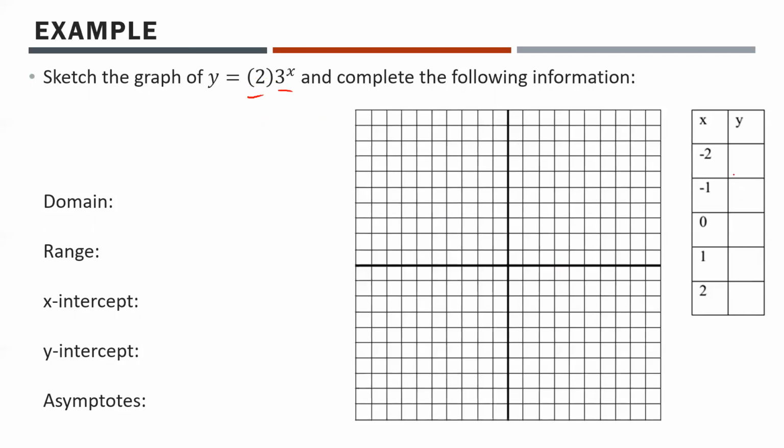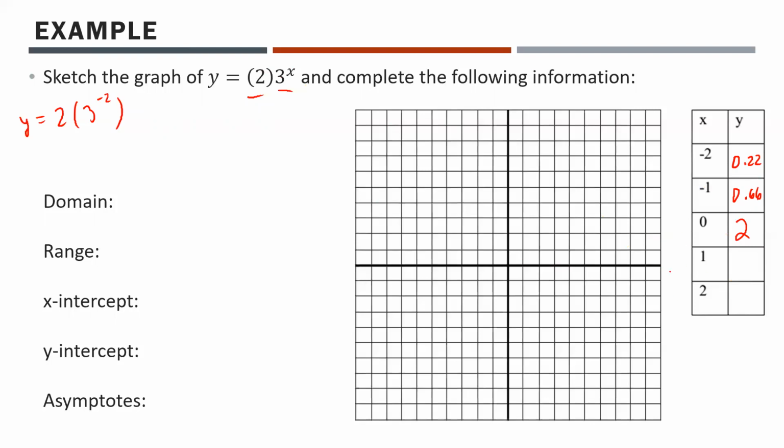So let's do negative 2, of course. So y is equal to 2 times 3 to the negative 2. Well, 3 to the negative 2 is like 1 over 3 to the 2, so it's like 1 over 9. So in other words, that's 2 over 9. 2 over 9 is 0.22. If we did x is negative 1, we'd be looking at 2 times 3 to the power of negative 1. That would be 2 times 1/3, which is 2/3. 2/3 is 0.66. When we have 0, 3 to the power of 0 is 1, but then we're timesing by 2, so that's going to be 2. No problem.